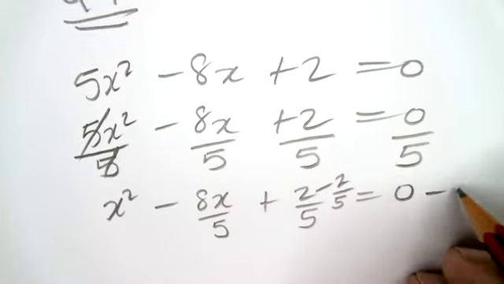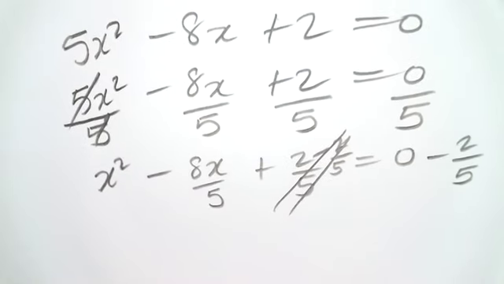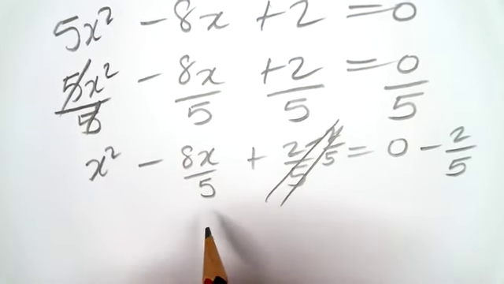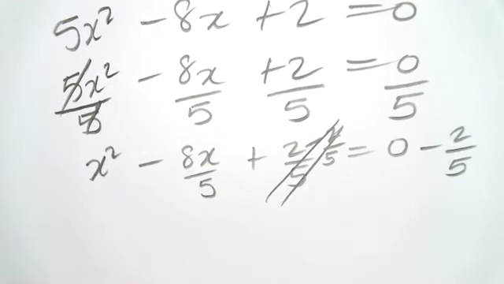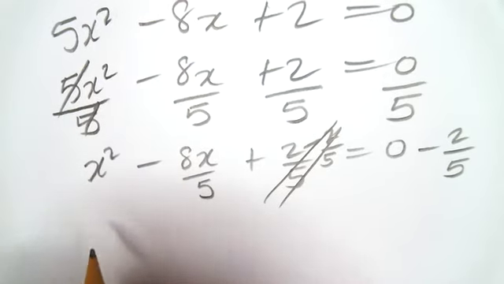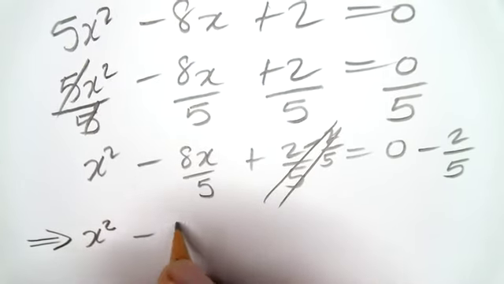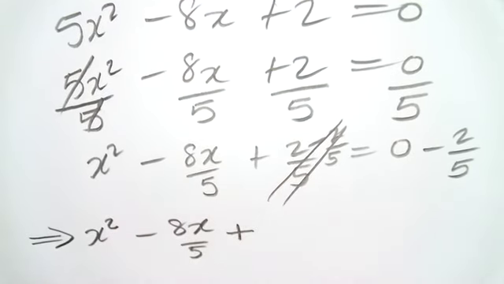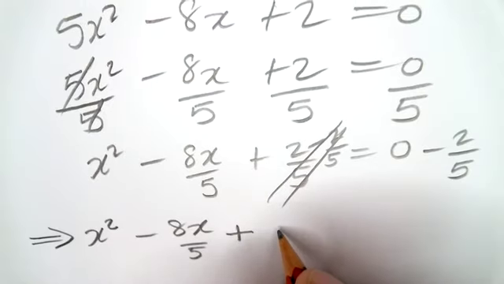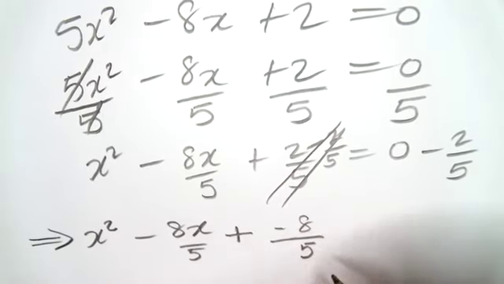Subtract 2/5 from this side. So I've got 2/5 minus 2/5. There we go. Now let's go ahead and add the b value. We're going to take the b value, halve it, and add it to both sides. So that implies that I've got x squared minus 8x on 5. I'm going to add now the b value, which is minus 8 on 5. So minus 8 on 5. And we're going to halve it.